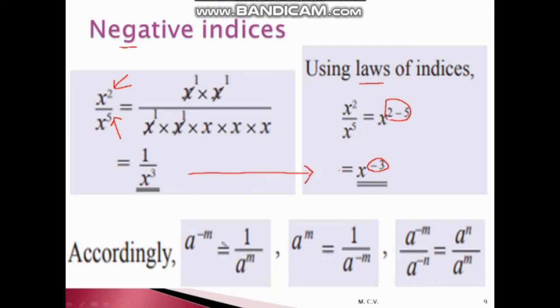You have to change the position to convert a negative index into a positive index. If that is in the numerator, you have to move it to the denominator. Here a to the power minus m moves to the bottom, a to the power minus n moves to the top to convert into positive indices.